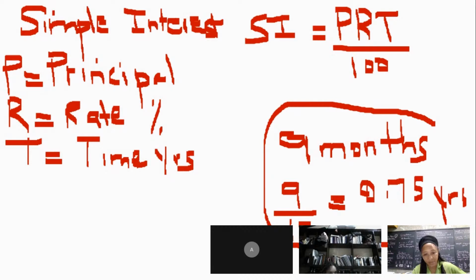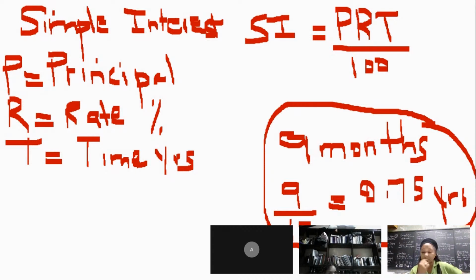If you get the time in months, put 12 down the bottom with the 100, or just change the months by dividing by 12 and get your decimal and put it up the top there, whichever way you want to work it. So this just gives you the interest, the simple interest.